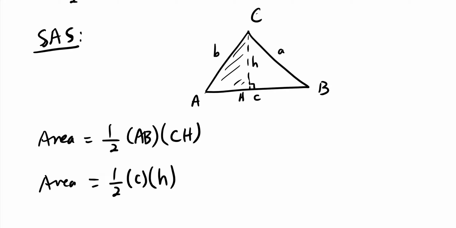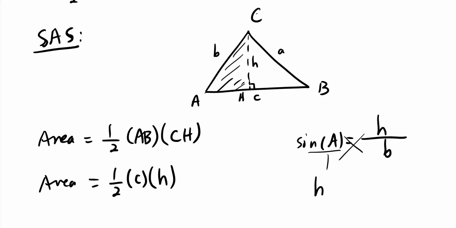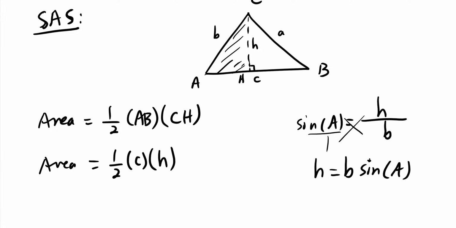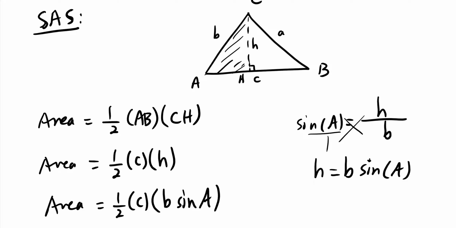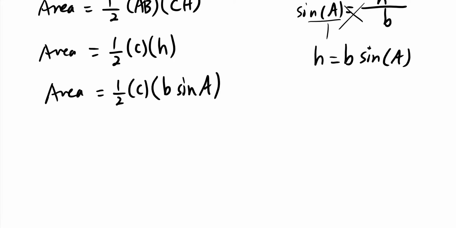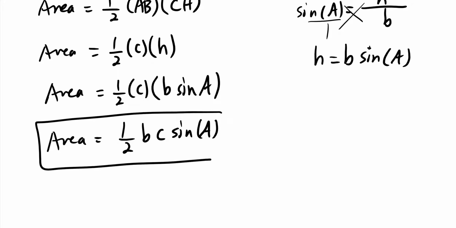You can pick either triangle, maybe the right triangle on the right side. From here, I'm going to find sine A by SOHCAHTOA, which is the opposite over the hypotenuse. So H over B. If you cross multiply, H would be B times sine angle A. So that's what's going to go here. So the area is 1/2 C, and H is B sine A. Then I can just rewrite this and rearrange the letters. The area is 1/2 BC sine A.